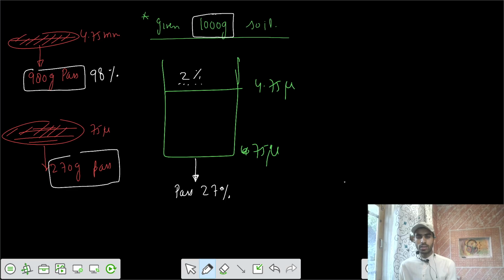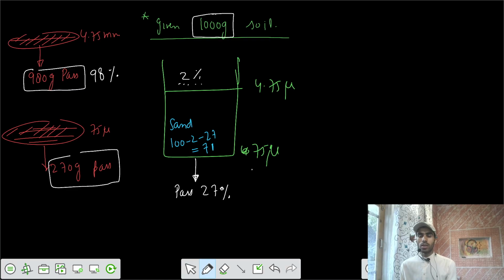So what is the total percentage retained in this condition? That is actually the sand. What is the total percentage of the sand? Is that 100 minus 2 minus 27? That is 71%. That means the sand is 71%.